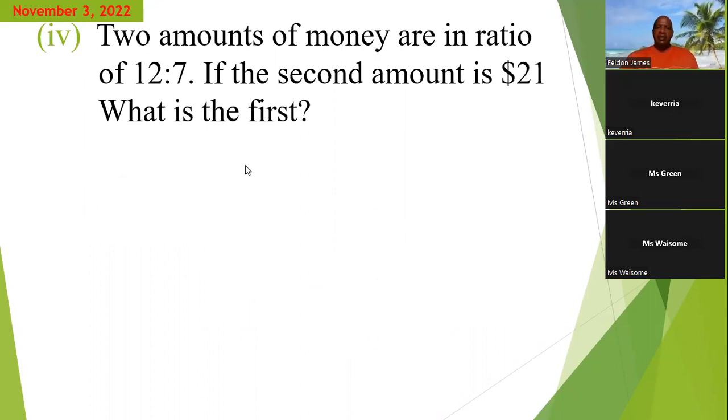Now, look at this question now. This question is similar to the one that I've just done. So the approach would be similar to what I've just done. So I'm just going to give you about 2 to 3 minutes to see if you could work this one out for yourself. All right, go ahead, guys.